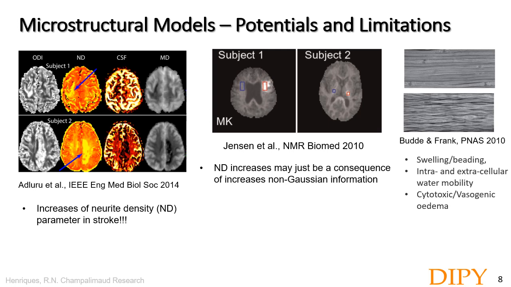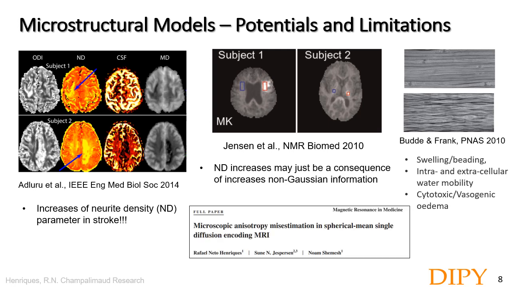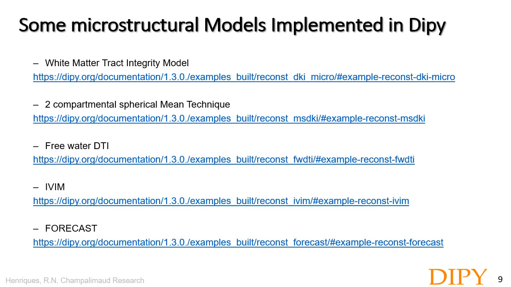For understanding of the relation between neurite density estimates and kurtosis, I will refer to this manuscript. The punchline here is that while microstructure models can be very useful, they still have to be interpreted with care, and for that, knowledge of the limitations of the models is required. So I will stop this talk here, and I will continue on the next part by showing how to use some microstructural models that are implemented in Dipy.